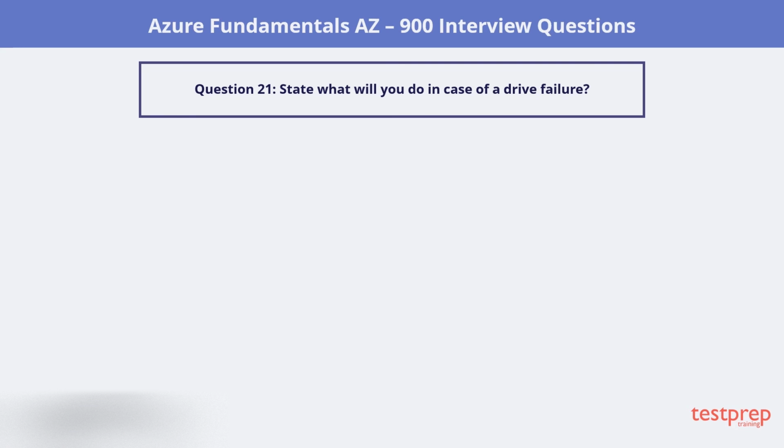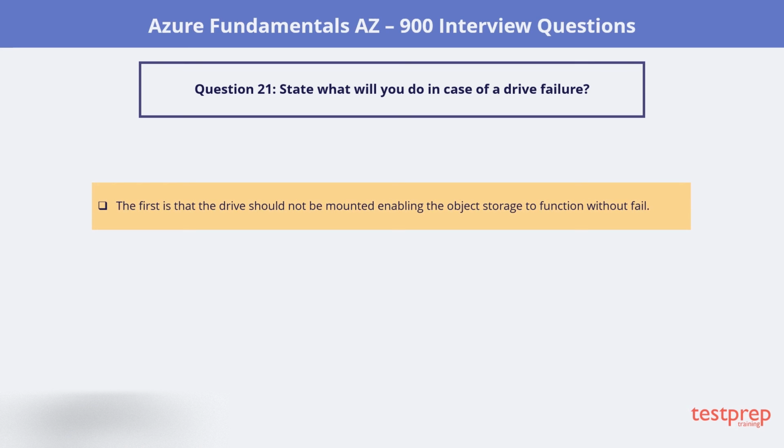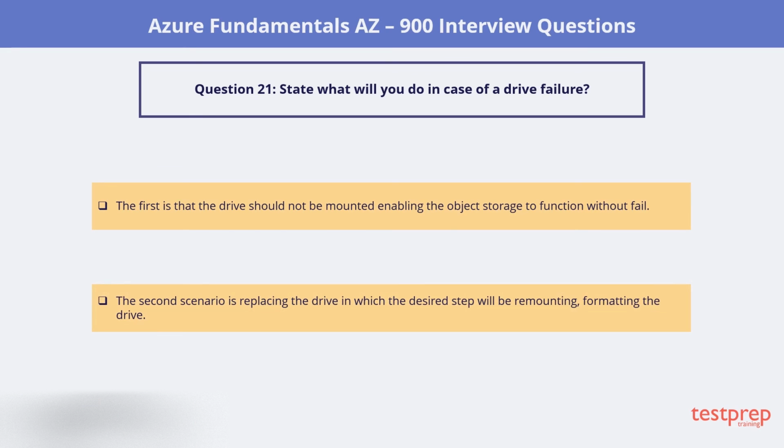State what will you do in case of a drive failure. When there is an instance that the drive has failed, the following steps should be performed. The first is that the drive should be unmounted, enabling the object storage to function without fail. The second scenario is replacing the drive, in which the desired step will be remounting and formatting the drive.